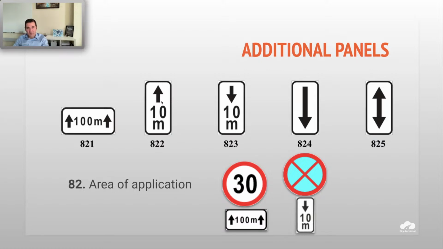What else? If you see only one arrow and it's pointed down, that means 10 meters. In that case, 10 meters after that sign it applies. And for example, if it's pointed down, that means that 10 meters before that sign, this one is applied. For example, here we can understand that no standing and no parking 10 meters before that sign. And here we can see that, for example, 10 meters after the sign.